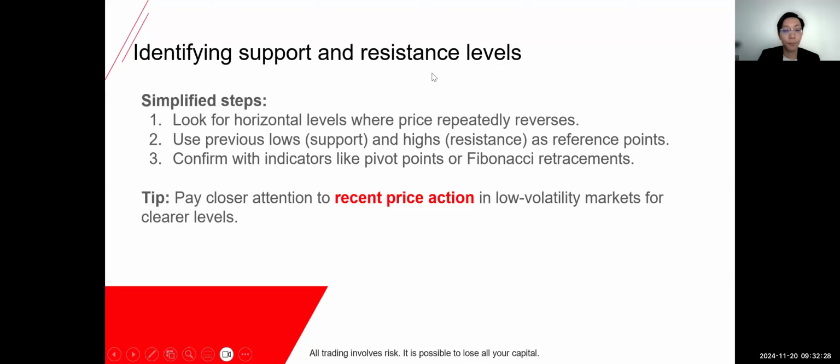Simple stuff. How you can identify your support and resistance levels: look for horizontal levels where price repeatedly bounces off. Use previous lows and highs as reference points. Then also confirm with indicators like pivot points or Fibo retracements. The most important thing is to pay close attention to recent price action in low volatility markets for clearer levels. Let me just show you what I usually do.